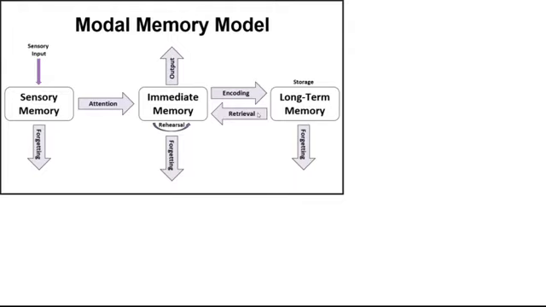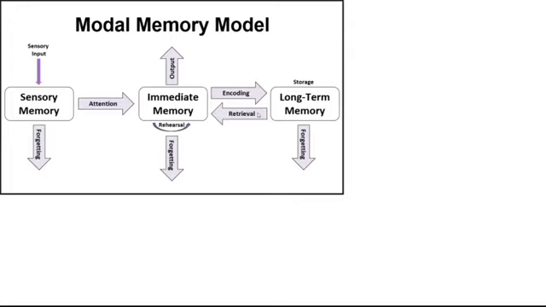Then we have stuff that we pay attention to, which would enter into our immediate memory. We can also pull from our long-term memory to do stuff in our immediate memory. So maybe you're remembering directions somewhere or doing something you've done before. You can pull or retrieve information from that long-term memory. And we'll talk about that process a little bit later in the chapter.